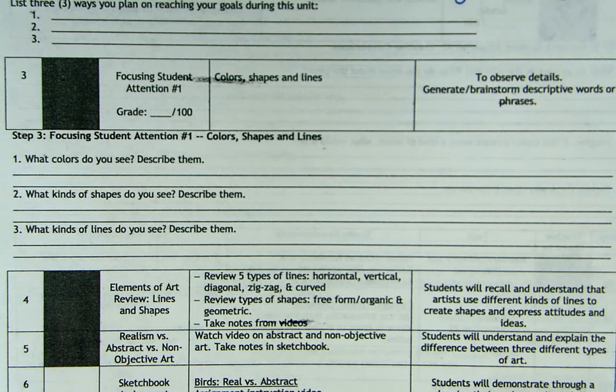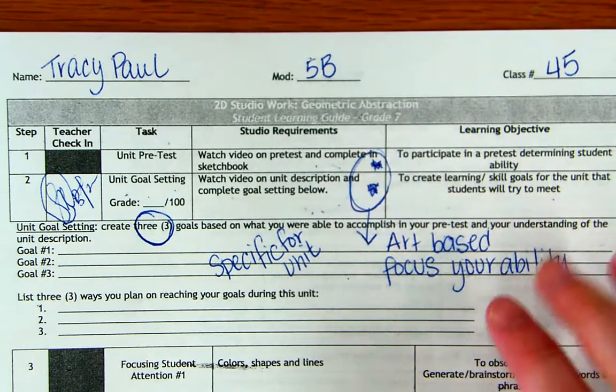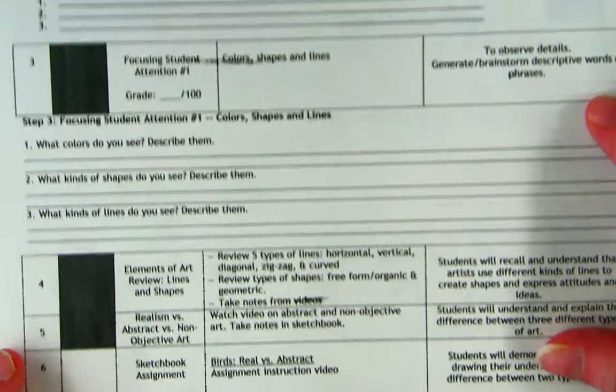All right, ladies and gentlemen, here we are back with our Geometric Abstraction Student Learning Guide. We went over steps 1 and 2 in the last video. Now we're going to go over steps 3 and 4.